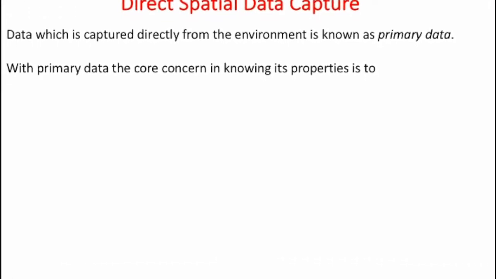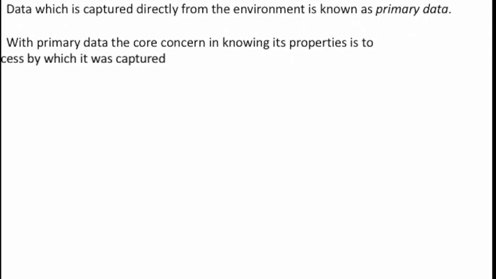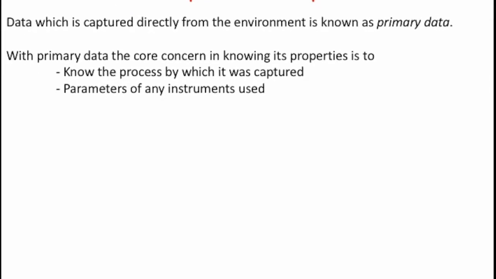With primary data, the core concern is that it should be known how it has been captured, by which process. Another parameter is any instrument used. Similarly, rigor, which quality requirements were observed.